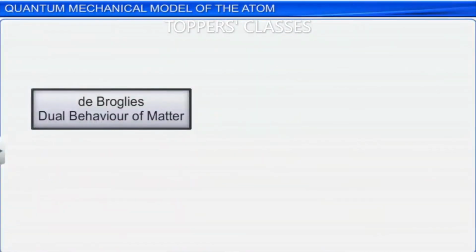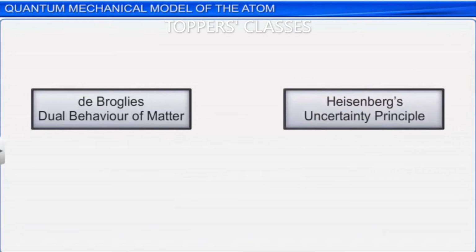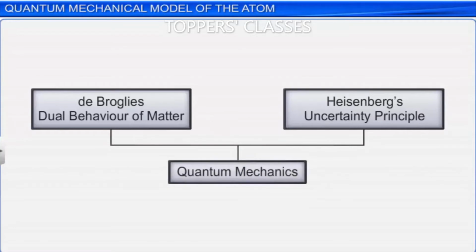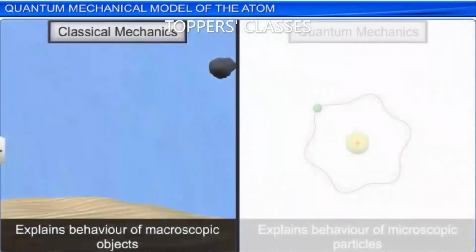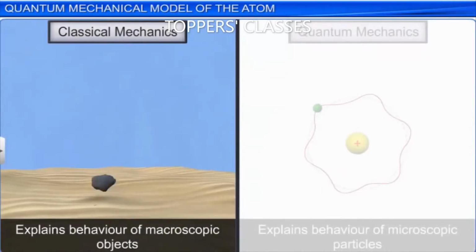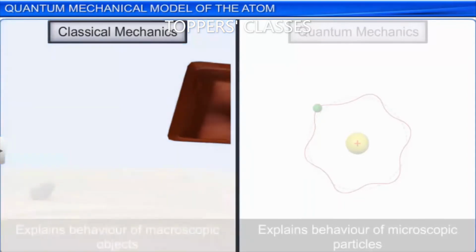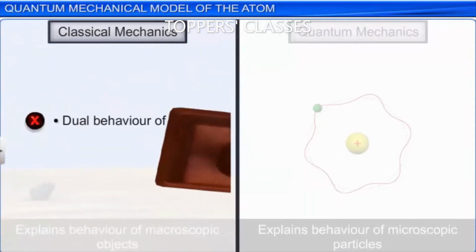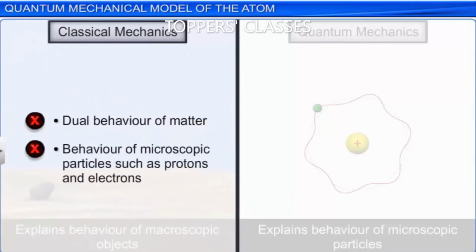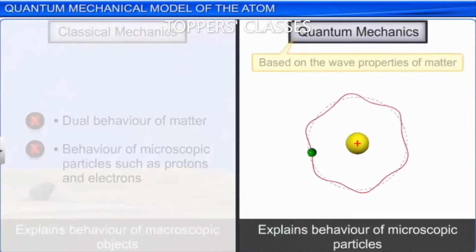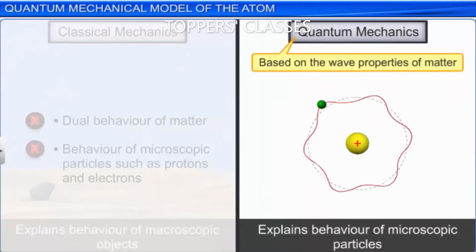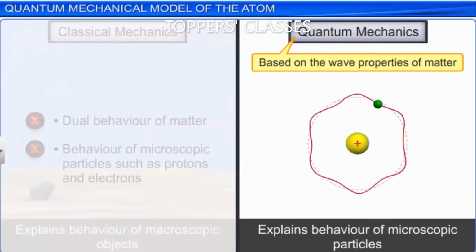De Broglie's dual behavior of matter and Heisenberg's uncertainty principle gave birth to a completely new branch of science called quantum mechanics. Classical mechanics successfully explains the behavior of macroscopic objects, such as a falling stone, on the basis of particle nature. It ignores the concept of the dual behavior of matter and thus fails to explain the behavior of microscopic particles, such as protons, electrons, and so on. On the other hand, as quantum mechanics is based on the wave properties of matter, it describes the behavior of microscopic particles in a much better way.